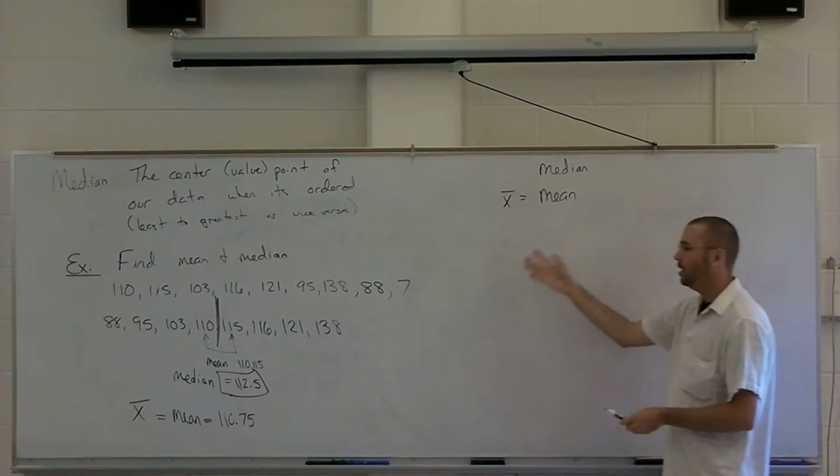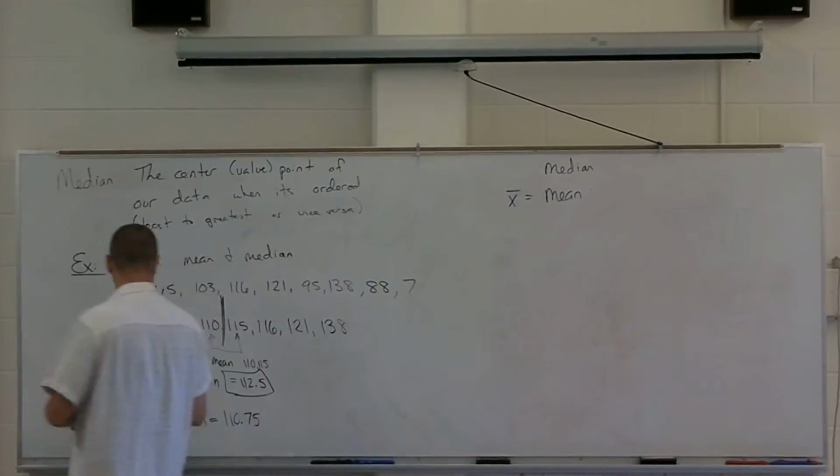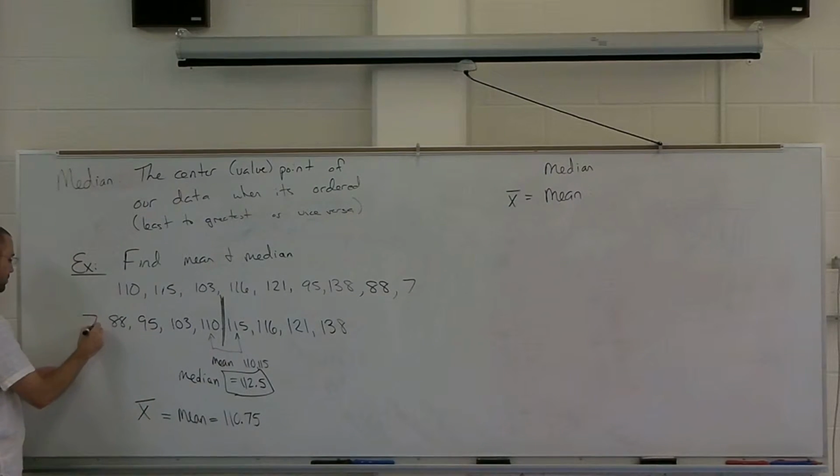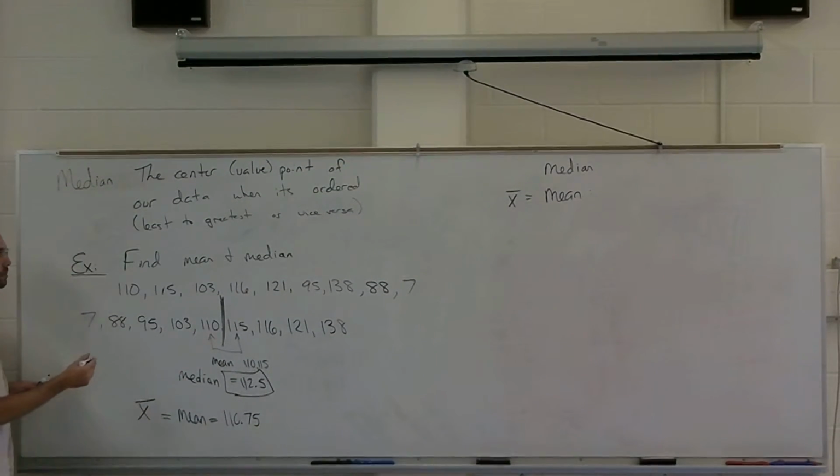Okay? Well, the median shouldn't be too hard to do. Right? The median, all we're going to do is tack the 7 onto this end. We put our 7 here. What's our median now? Notice now our median is just going to jump into one of the values that we have here. In this case, our median becomes 110.